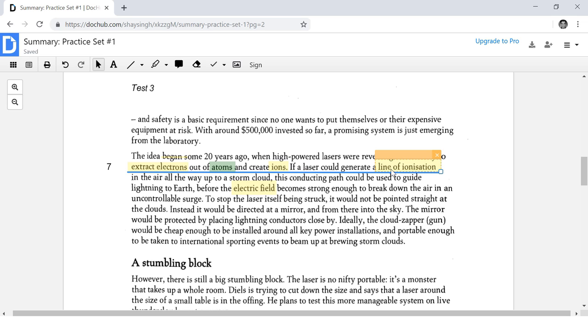If a laser could generate a line of ionization, by the way, the word line can be synonym language for to point at or to direct at. Okay, a line in the air all the way up to a storm cloud. This conducting path could be used to guide lightning to Earth before the electric field becomes strong enough to break down the air in an uncontrollable surge.